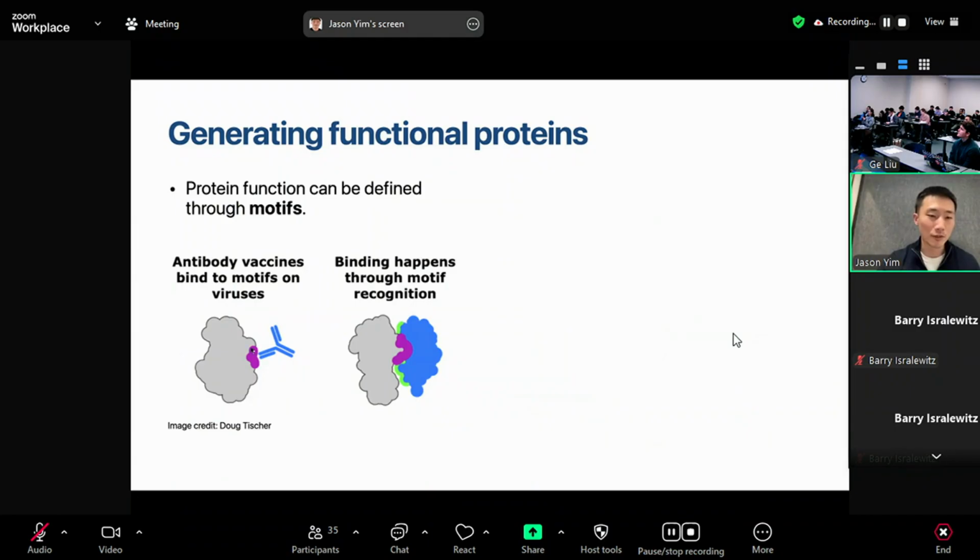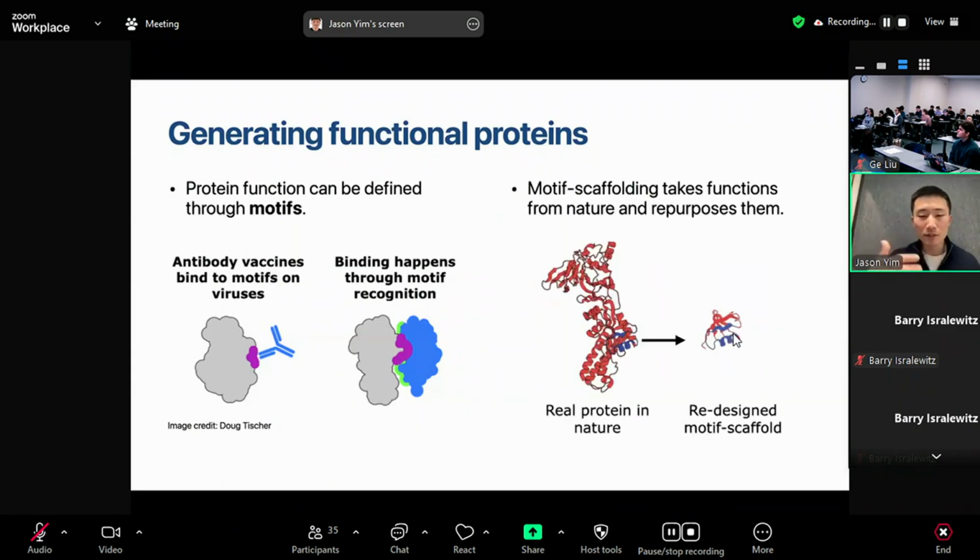It's just a few residues that are responsible for the majority of a protein's function. So like antibodies will bind to viruses based off their motif. And the binding happens not because of most of the protein, but just because of a few residues that make up the interaction highlighted in purple here. And so with motif scaffolding, if you can identify what the functional part of your protein is, you can then reimagine what the rest of the protein can look like.